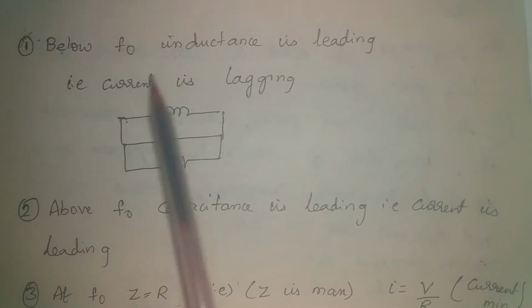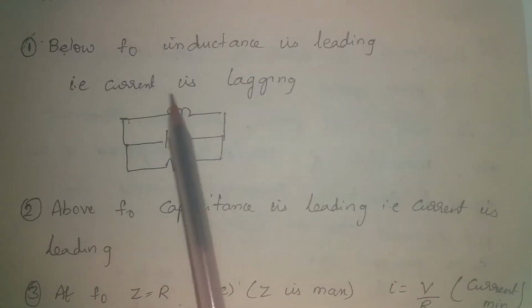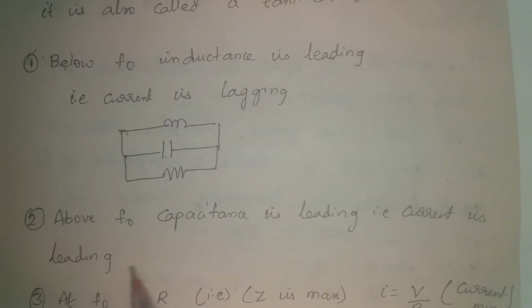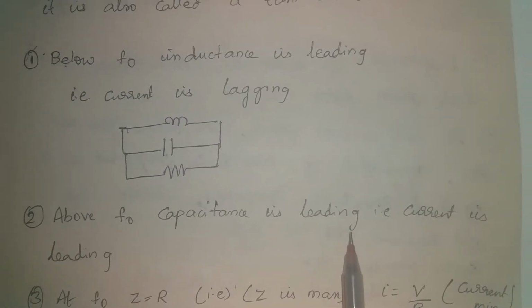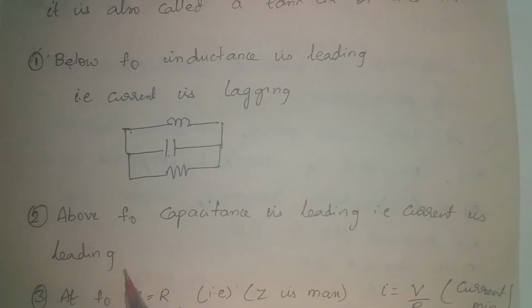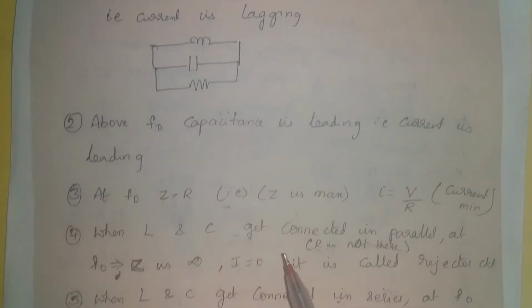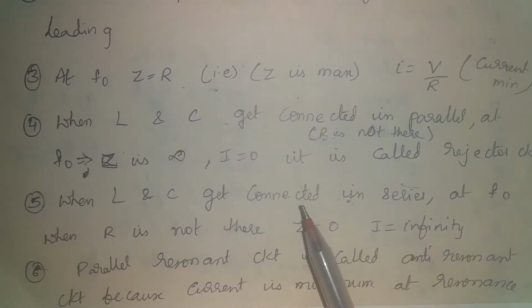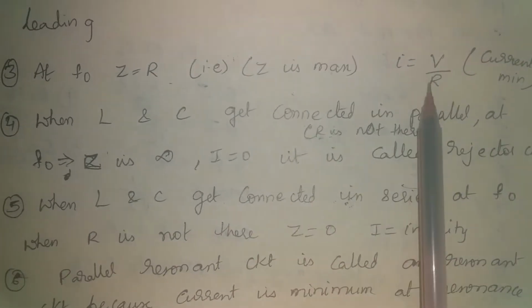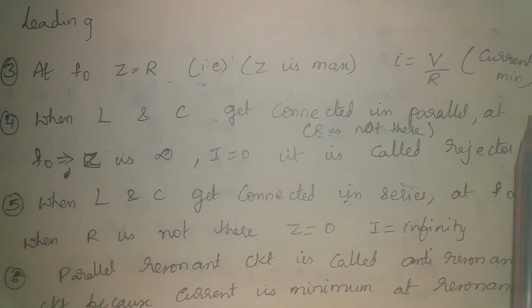Below F0, inductance is leading, that is current is lagging. Above F0, capacitance is leading, that is current is leading. At F0, Z is R. So here in parallel resonant circuit, Z is maximum, so current is minimum. I is equal to V by R, current is minimum.